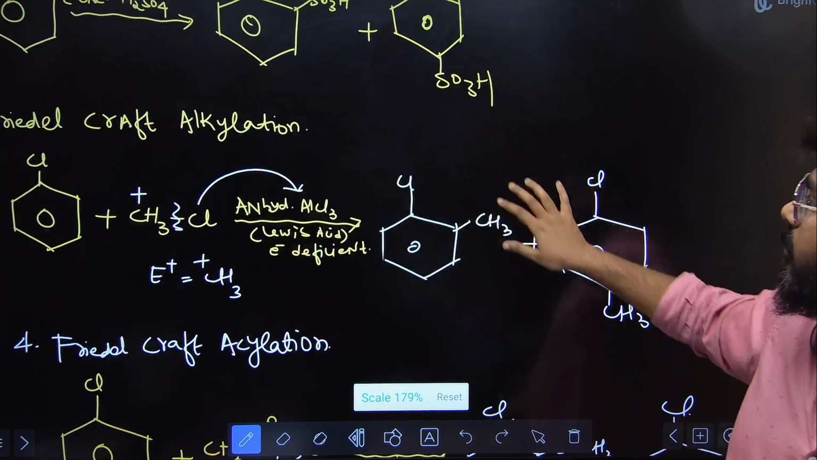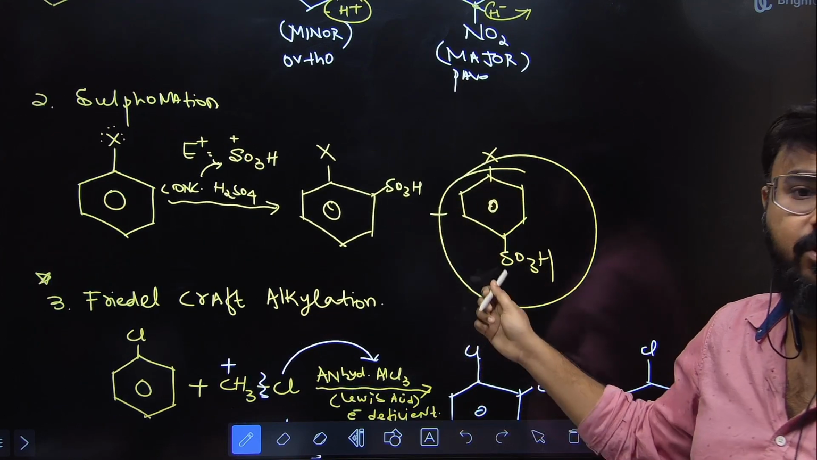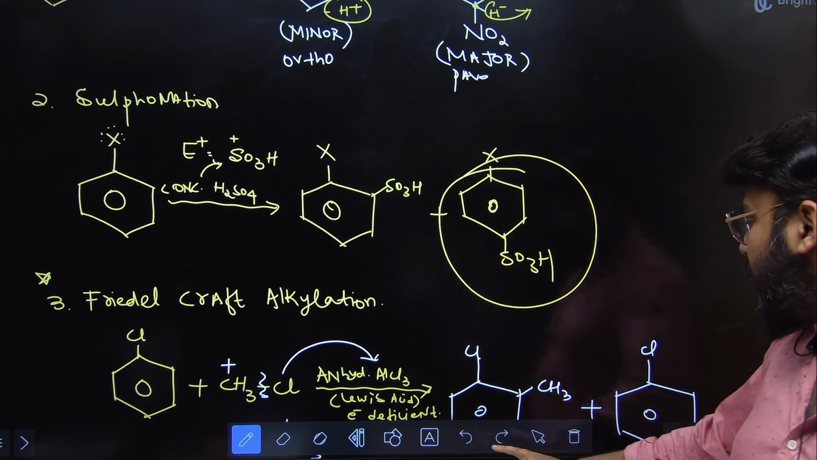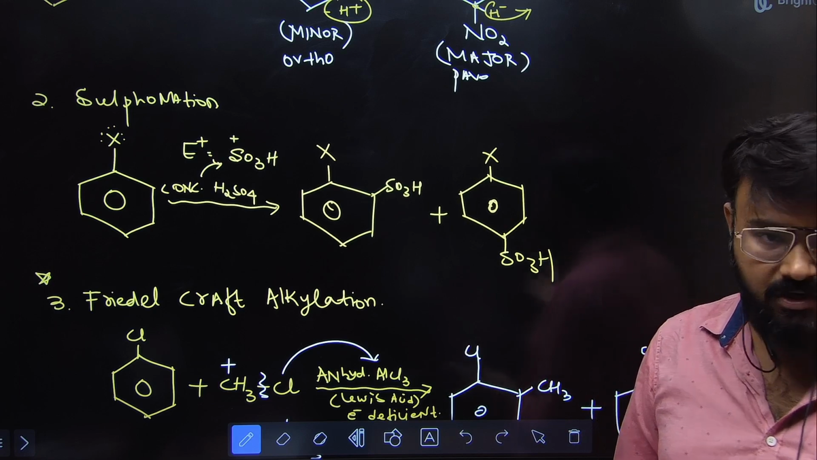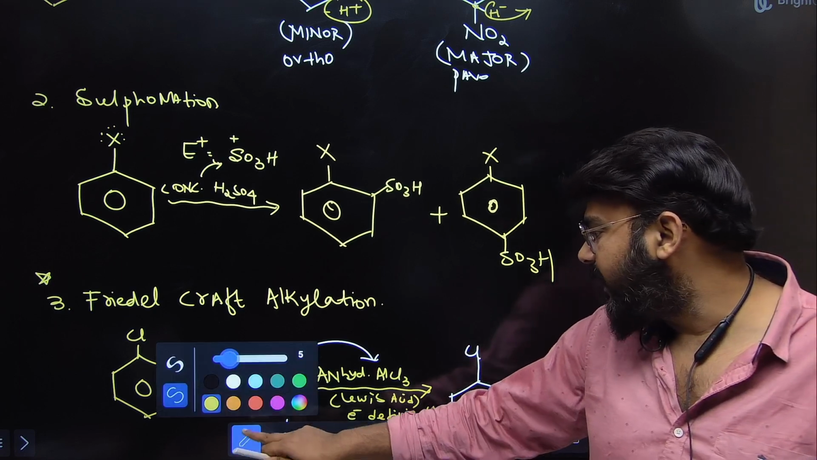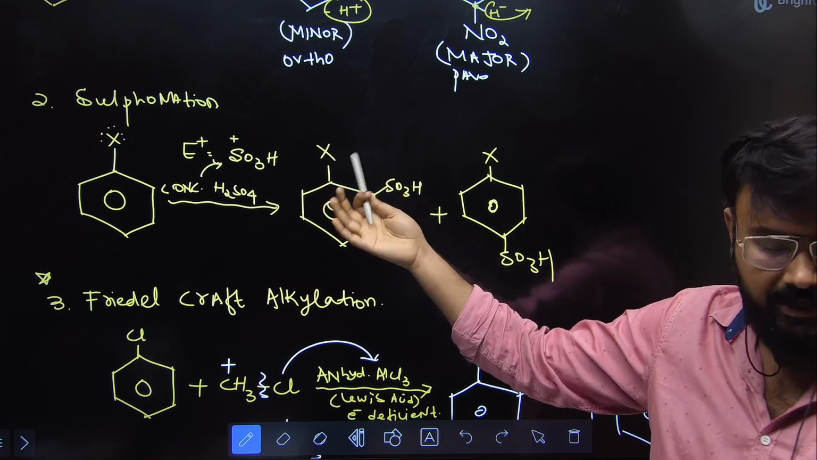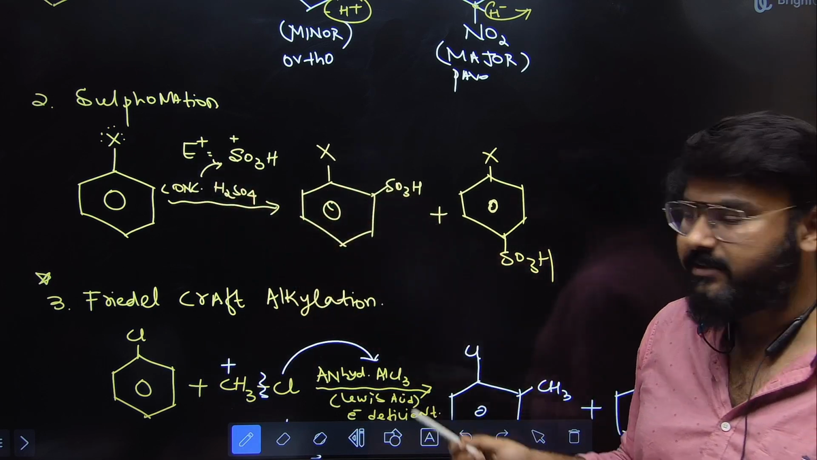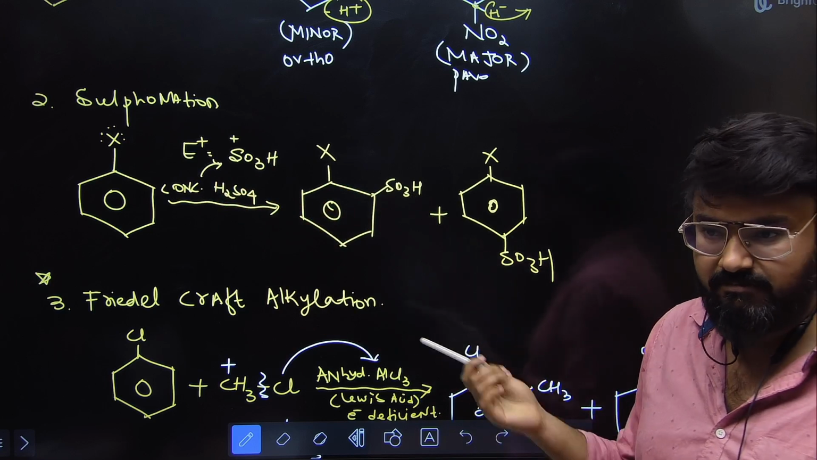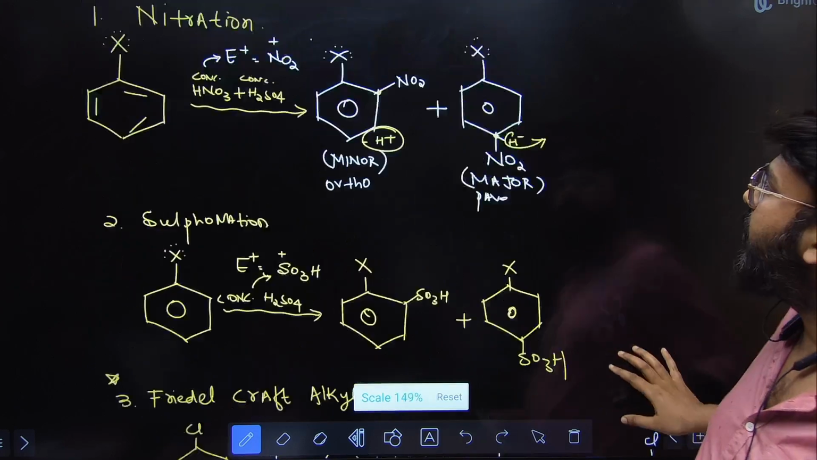Similarly here, when a benzene ring with SO3H is there, it's called sulfonic acid. So what will be the name? Sulfonic acid is the highest priority, right? It's the functional group, right? So what will be the name in that case? This will be ortho-chloro, imagine if it's chlorine. So orthochloro sulfonic acid, parachloro sulfonic acid. Simple, got it, no?